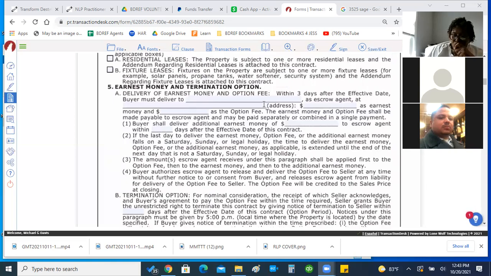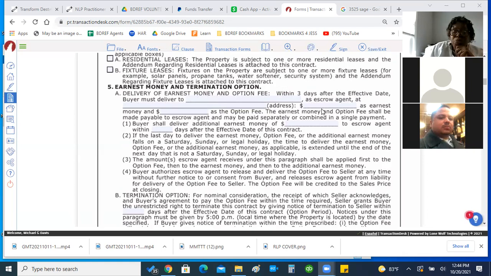All right. So termination option. Again, this is the same on the one-to-four family contract. This kind of gives you the address of the title company that you're using. Right here, you will say deliver to, and then you will put the title company. So a good friend of the company, White Star Title. We would say White Star Title as escrow agent at, and then we'll put their address. They've got multiple locations, but we'll put their address.